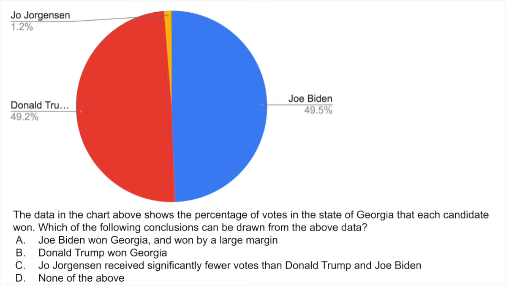So A is false. B, Donald Trump won Georgia. That's not what the data supports because it says he got 49.2% of the vote versus 49.5%. And then C, Joe Jorgensen received significantly fewer votes than Donald Trump and Joe Biden. This is actually the correct answer because we see this little orange sliver here is what Joe Jorgensen won, which is significantly less than what either Donald Trump or Joe Biden won.